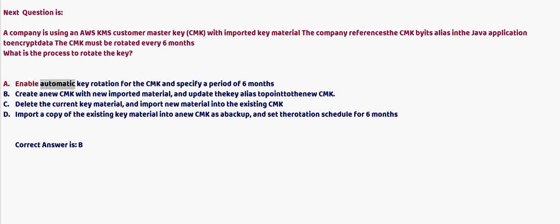A. Enable automatic key rotation for the CMK and specify a period of 6 months. B. Create a new CMK with new imported material, and update the key alias to the new CMK. C. Delete the current key material, and import new material into the existing CMK. D. Import a copy of the existing key material into a new CMK as a backup, and set the rotation schedule for 6 months. Correct answer is B.